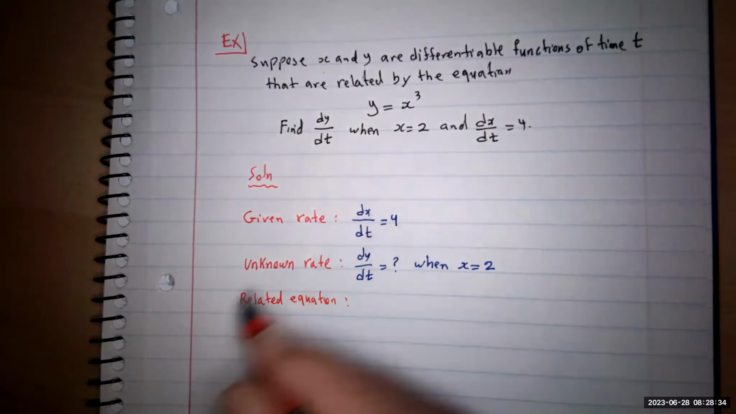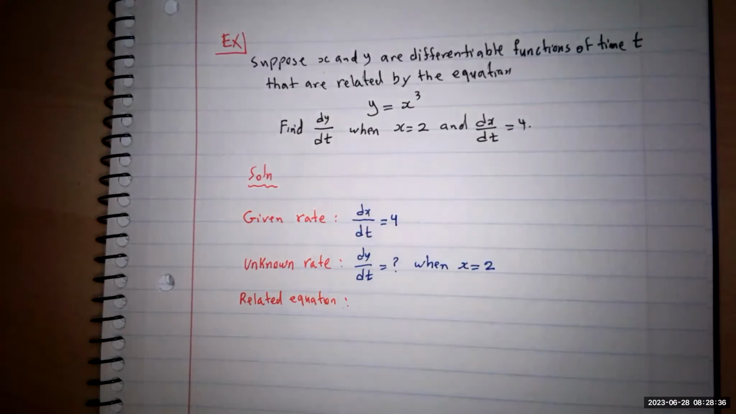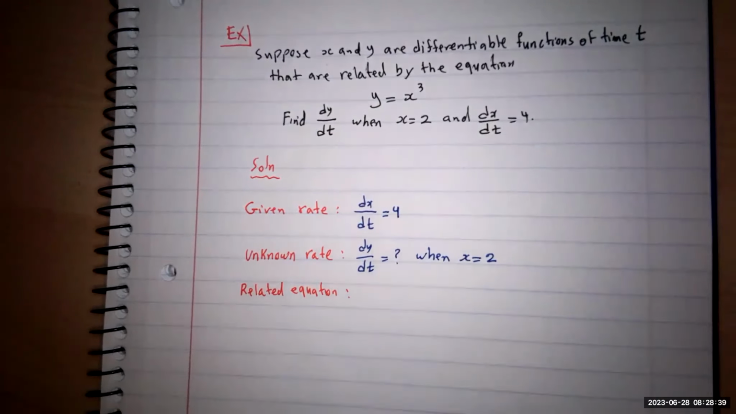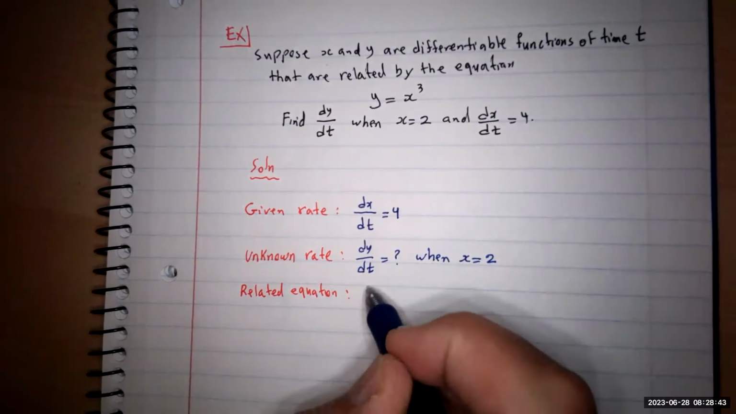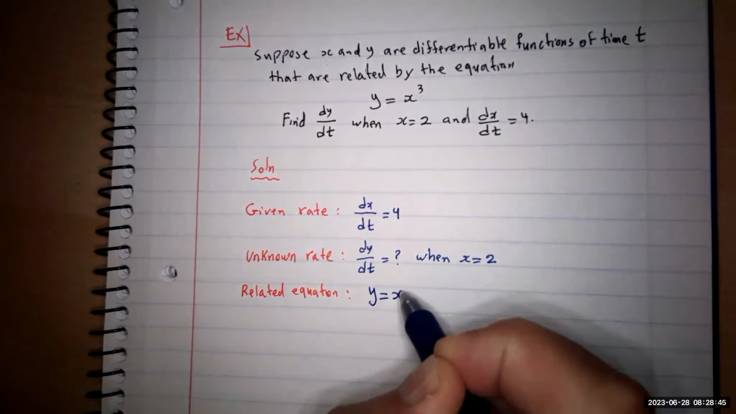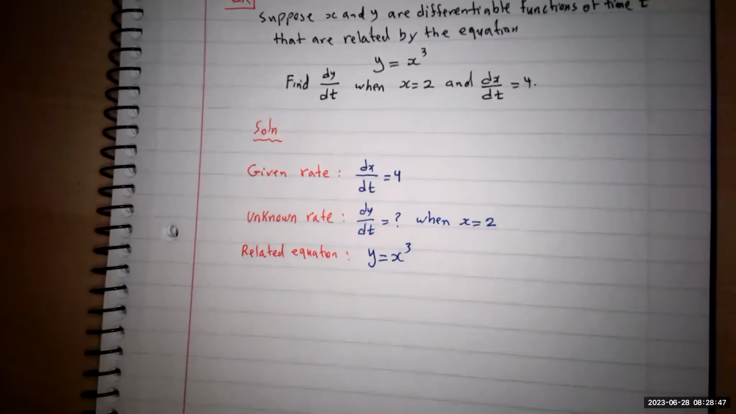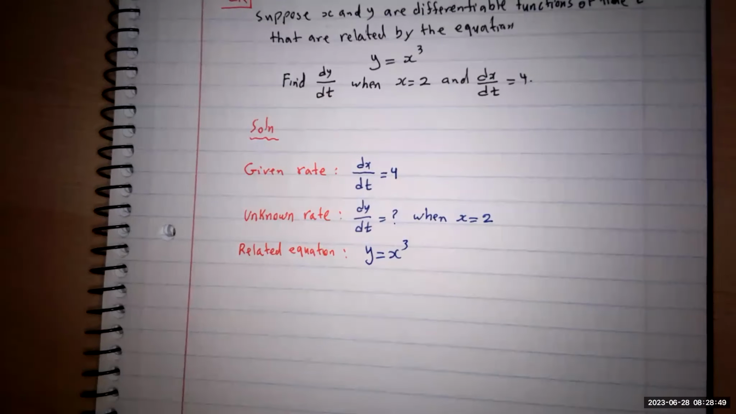In this case, it's given. That's going to be your challenge. You have to find it yourself in the application problems. But over here, it's already given to you. So your related equation is going to be y equal to x cubed. That is the setting of this problem up. Any question?